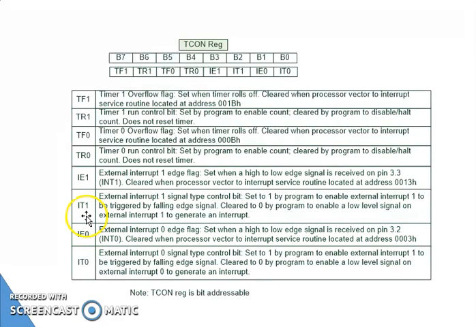Then we have the TF and TR bits in the TCON register. TF stands for timer flag and TR stands for timer run or timer control. Timer flag indicates if there is an overflow in our timer register, and TR is set to run and reset our timer. Later, we will look at an example showing how to use both of these bits in the TCON register.